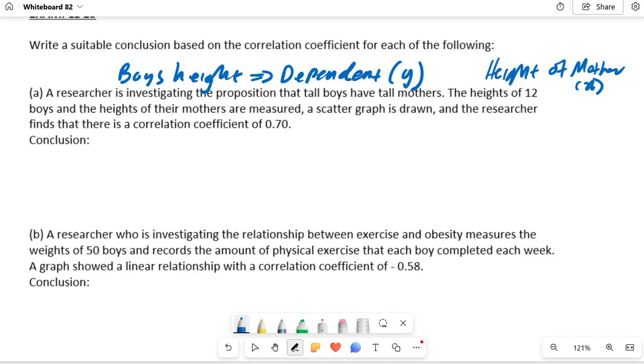Will be the x variable. So it's important to identify which variable is which. We need to know which is the dependent, the y variable, and which is the independent, the x variable. Now our correlation coefficient, our R value, is 0.7.